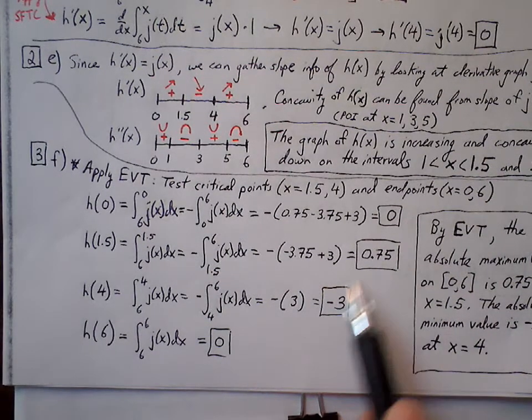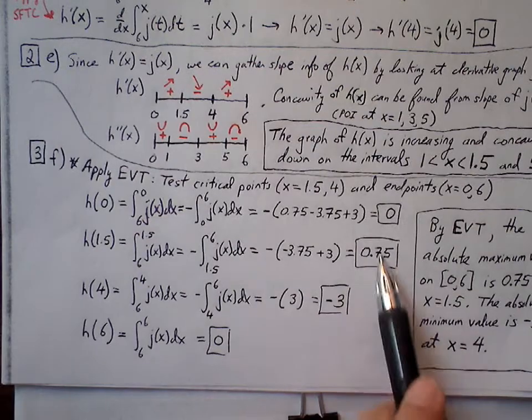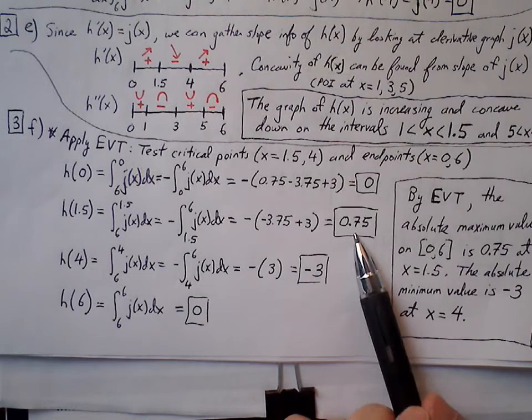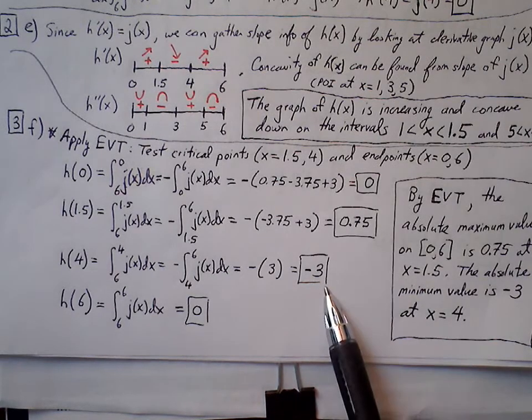So we compare all these values here and see which one is the highest and which one is the lowest. The maximum value that we see is 0.75. The lowest value that we see is negative 3. Okay.